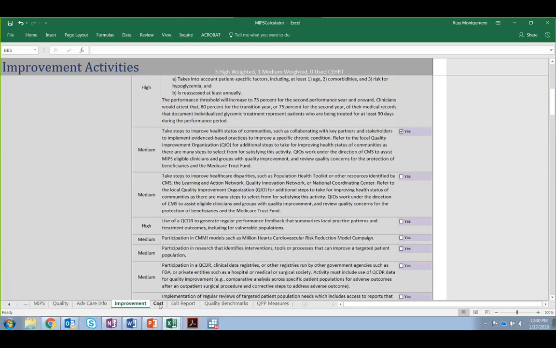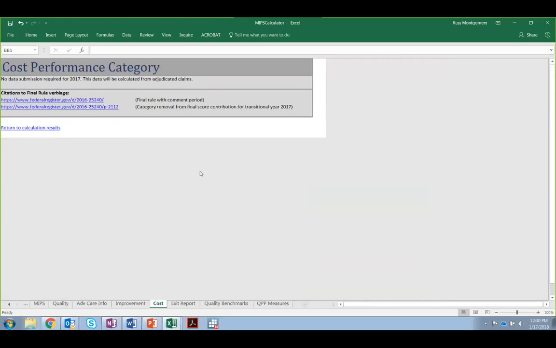As Dr. Khanna mentioned in her slides, in 2017 the cost category is weighted to 0, so there's not any functionality built into the tab for cost at this time. Qualis Health will be releasing a 2018 calculator for MIPS in the coming months, and when they do so, they will be allowing you to report the cost category and all of the weights will be recalibrated to reflect the 2018 weights of all the categories.